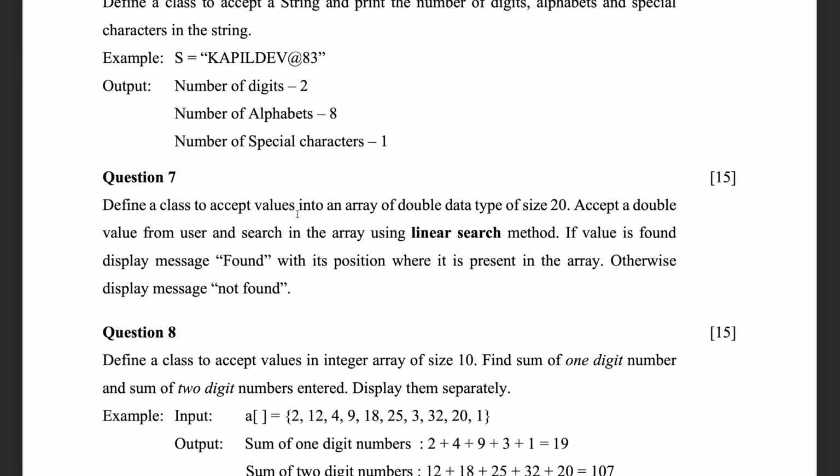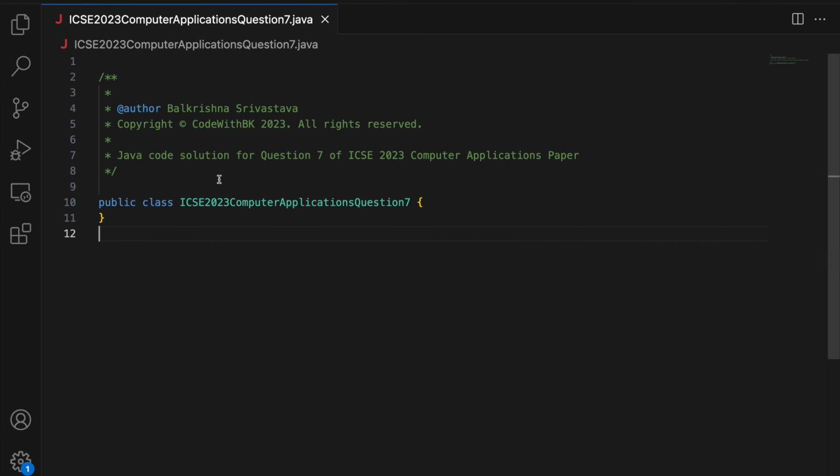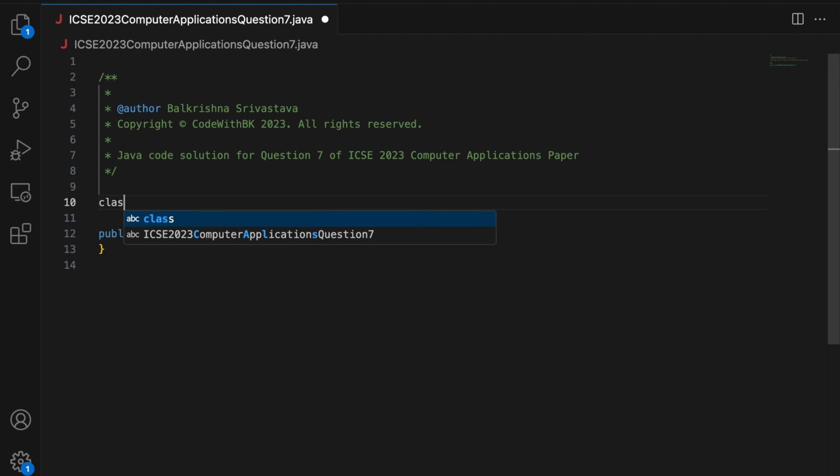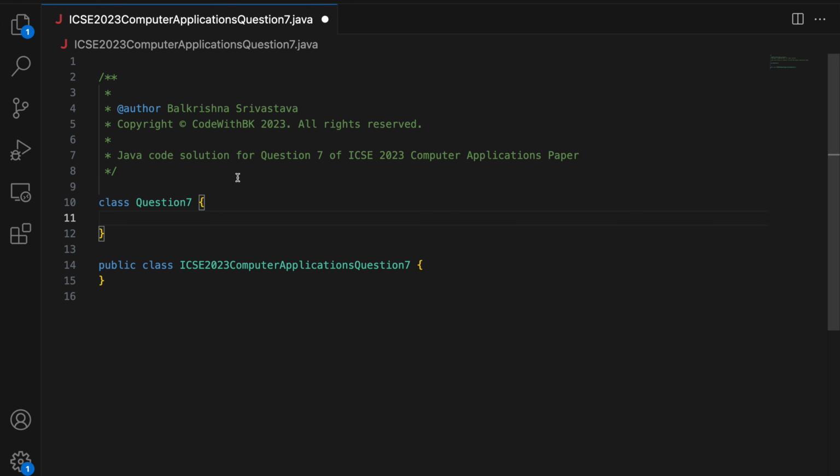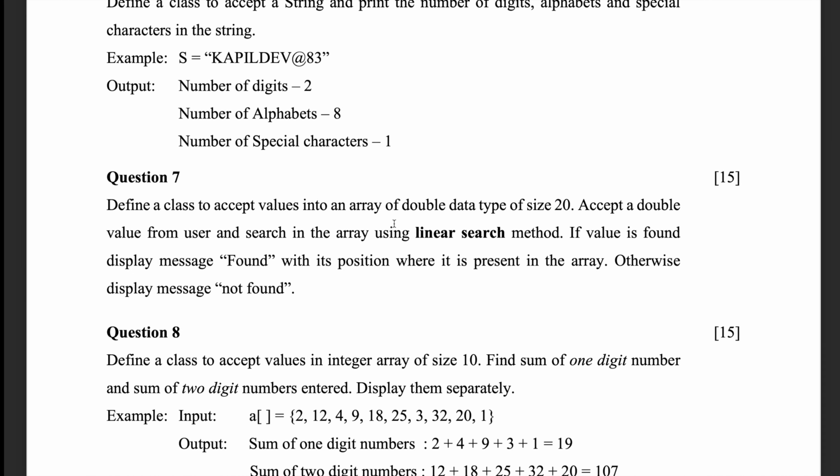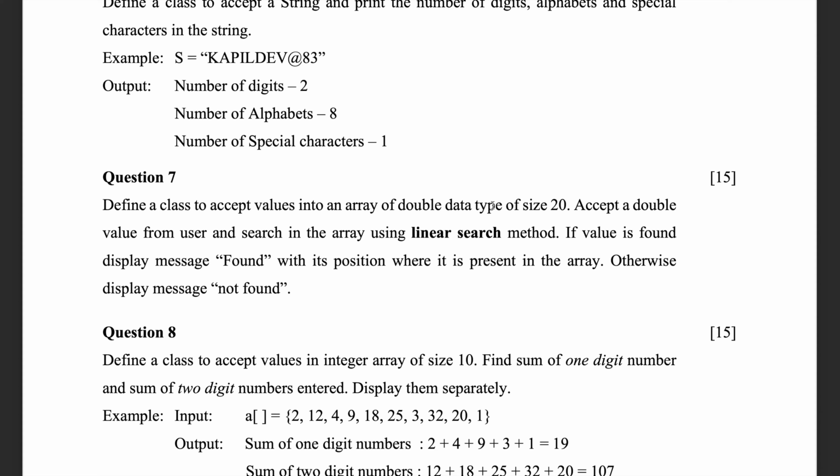So let's begin. We have to define a class to accept values into an array of double data type of size 20. So I'm going to say class Question7. You can name the class anything you want; I'm naming it Question7 for the solution to question 7. Then you need an array of double data type of size 20.